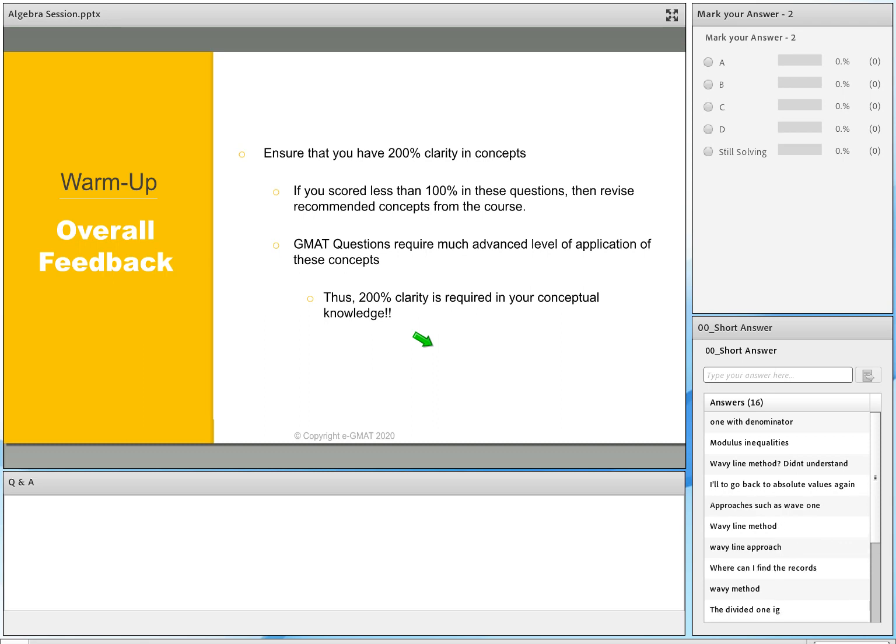Got a few basics right, yes. I'll have to go back to absolute values. Definitely do. I'm glad you realized where the gap is.